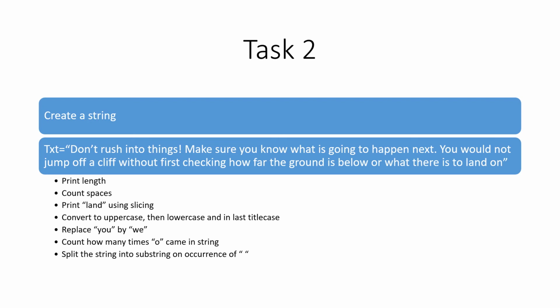The fifth subtask is you have to replace the word you by we everywhere in the given string. Then you have to count how many times the letter O occurred in the given string. Finally, you have to split the string into substrings on occurrence of any spaces in it. So whenever there is a space, your string will be split. Remember, the split output will be a list of substrings. Now let's move forward to the last task of the lab.